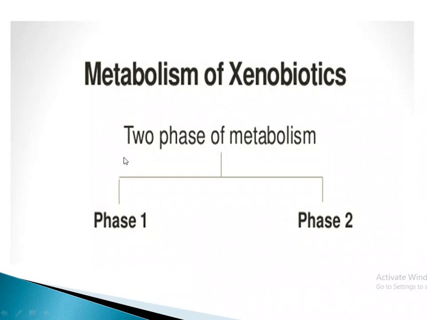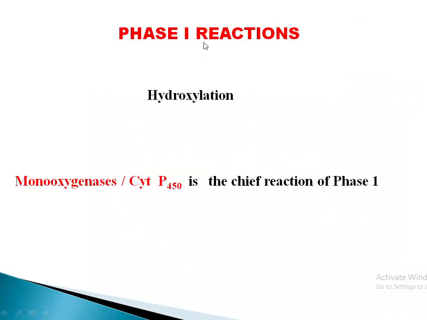Now we will discuss how our body handles the harmful compounds. The metabolism of xenobiotics is considered mainly in two phases, that is phase 1 and phase 2, but there is also phase 3. We will discuss it later on. The basic purpose of phase 1 reaction is to convert the xenobiotic into more water soluble or polar compounds, facilitating their excretion. Hydroxylation catalyzed by cytochrome P450 or monooxygenases is the chief reaction of phase 1.